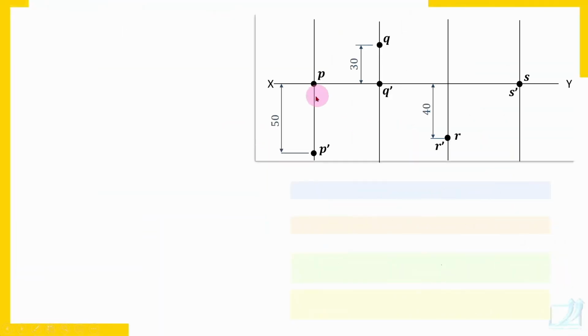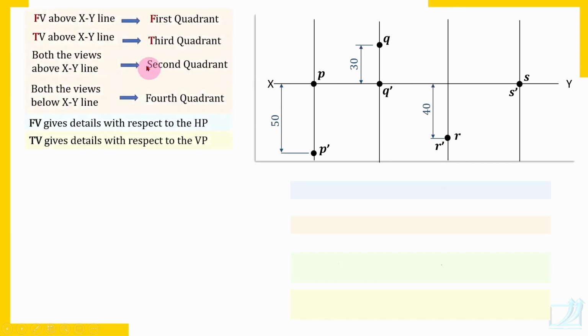One more example. Watch here. To understand all these details, you must know these points. Front view above, first quadrant; top view above, third quadrant; both views above, second quadrant; and both views below, fourth quadrant. Front view gives details with respect to HP and top view gives details with respect to VP. So remember all these points. Now, this is the top view and here it is the front view.